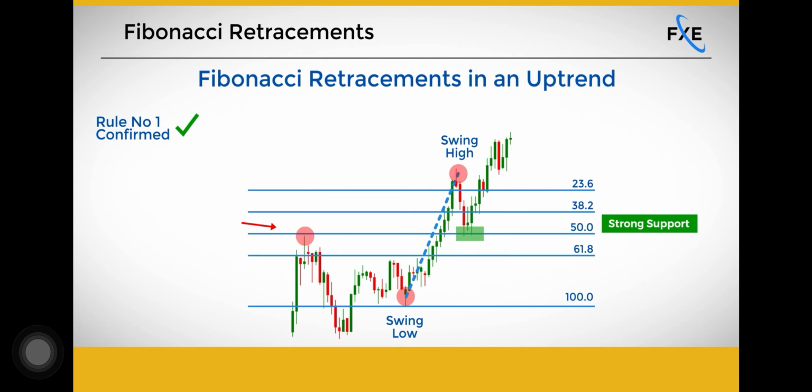Over on the left, you can see that this same area was resistance not that long ago, with the market rejecting off it. This area could now have a role reversal and provide extra weight for this level of support. This confirms rule number 2, which gives you the all clear to treat this level as a solid support zone.